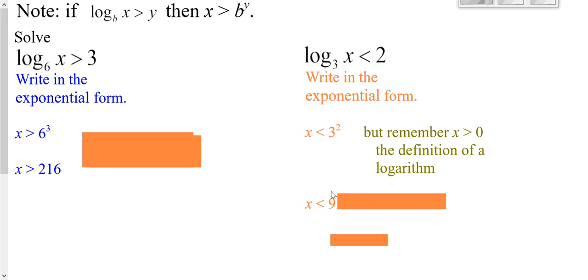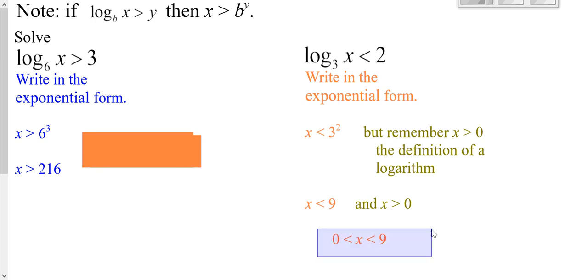So in other words, x has to be smaller than 9 to get this to work. But because of the definition of a logarithm, x has to be greater than 0. So if you're greater than 0 and smaller than 9, that's one region on your number line, so you could write that as one compound inequality.